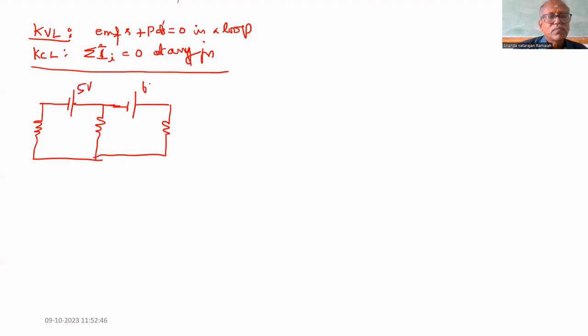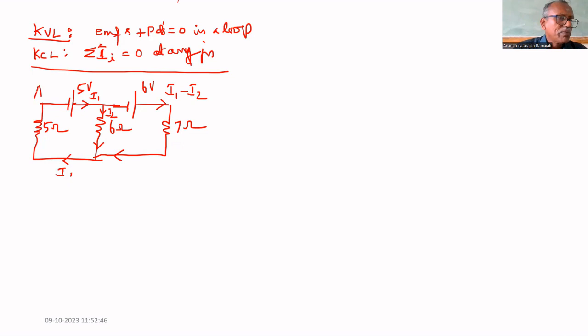5 volt, 6 volt, 5 ohm, 6 ohm, 7 ohm. We'll solve by using both KVL as well as KCL. Let us assume that current through this path is I1, current through this path is I2. Therefore, current through this path is I1 minus I2. Here, current entering is I1 minus I2, and here current entering is I2. If you add these two together, we get again I1.